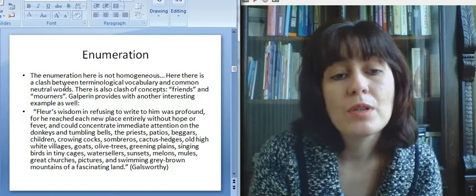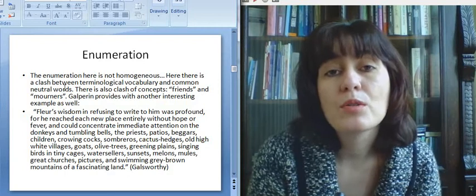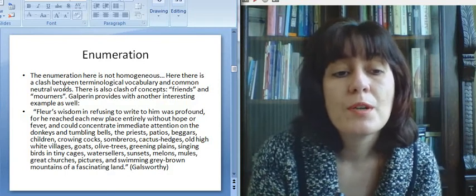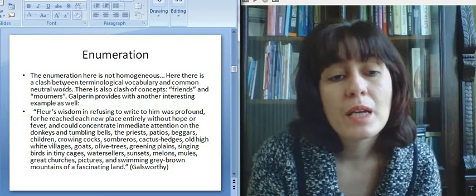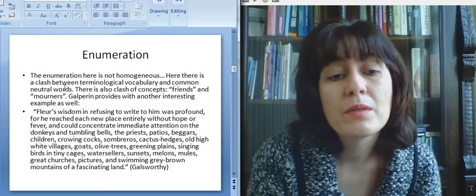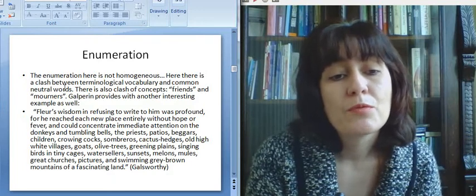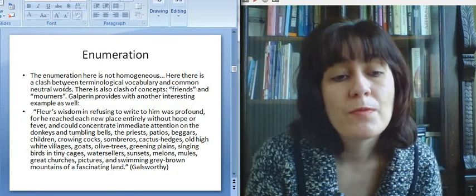The enumeration here is not homogeneous. Here there is a clash between terminological vocabulary and common neutral words. There is also a clash of concepts, friends and mourners. Galperin provides us with another interesting example as well.